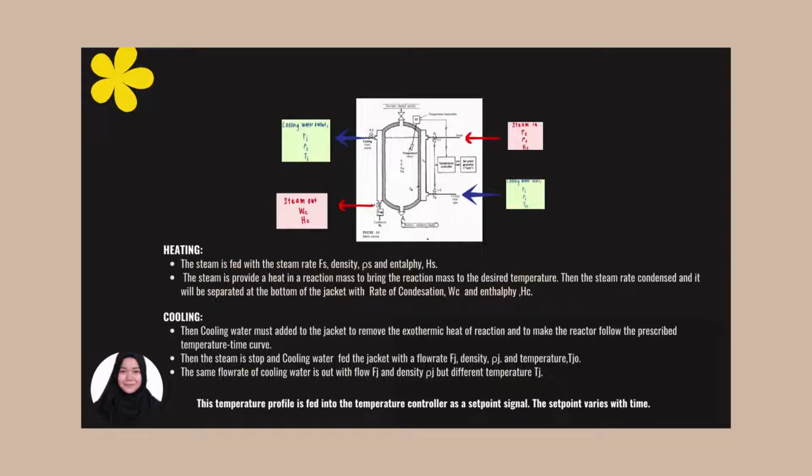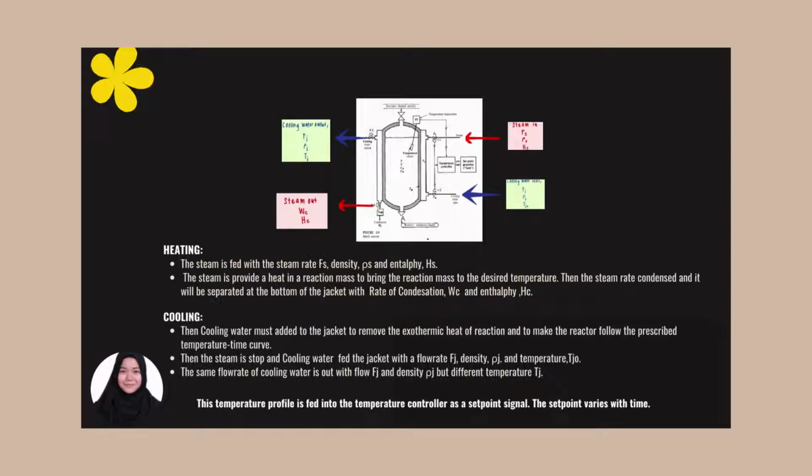The steam is fed with the steam rate Fs having density ρS and enthalpy Hs. The steam provides heat to the reaction mass to bring it to the desired temperature. Then, the steam condenses and is separated at the bottom of the jacket with a rate of condensation Wc and enthalpy Hc. Then, cooling water must be added to the jacket to remove the exothermic heat of reaction and to make the reactor follow the prescribed temperature time curve.